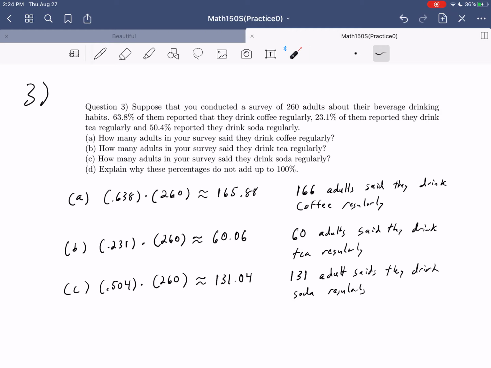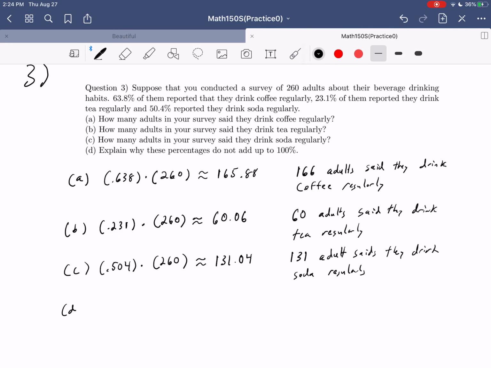On a more interesting note, let's think about why these percentages do not add up to 100%. If you take 63.8 and 23.1 and 50.4, you get a much larger than 100%. Why is that? Well, if you think about this question, you could theoretically answer yes to all of these questions, right? You might drink coffee regularly, tea regularly, and soda regularly. Or maybe you drink 2 of them regularly, or 1 of them, or none of them, right? It's not where each person gives one response. Whenever you're in a situation where people can give multiple responses or no responses at all, there's no reason that the percentages should all add up to 100%.